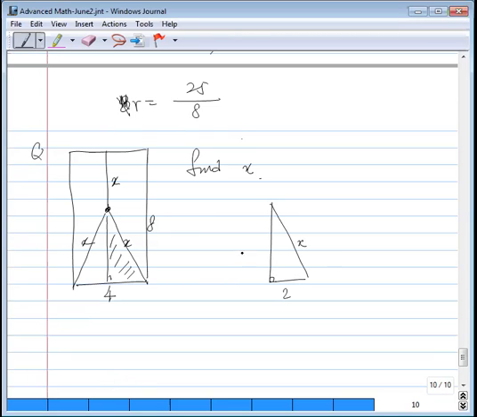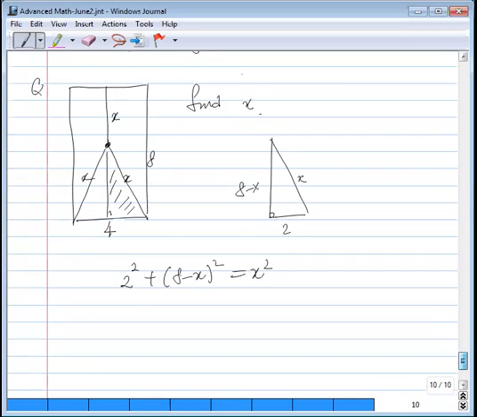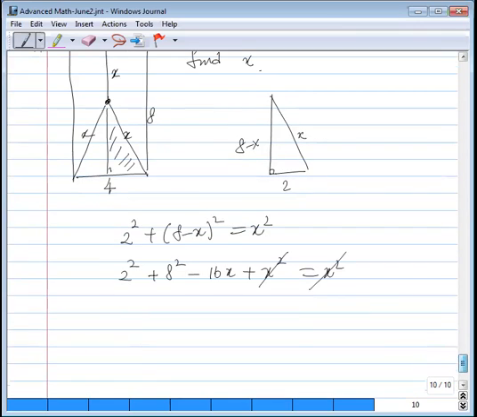8 minus x, right? Because the total length of the rectangle is 8. Then you apply the Pythagorean theorem. I don't think you get radicals here. 2 squared plus (8 minus x) squared equals x squared. The x squared is gone, so you cannot get a square root of x. So that's why you get fractions.